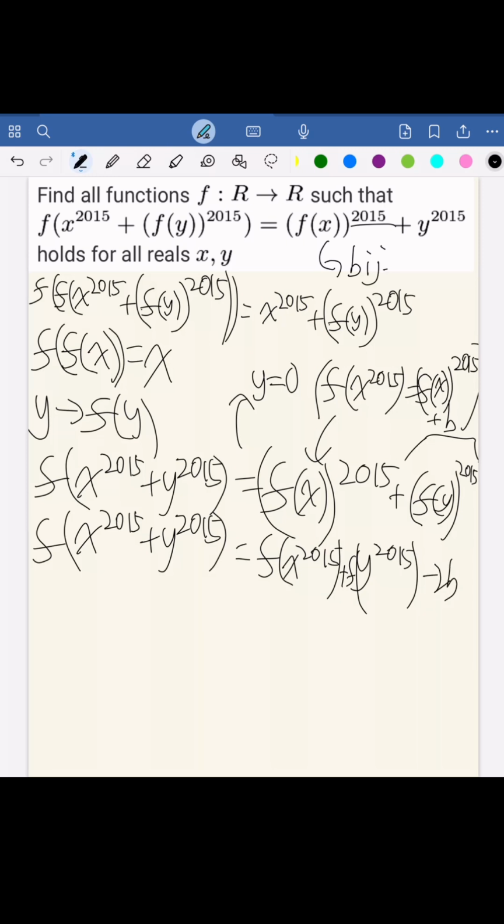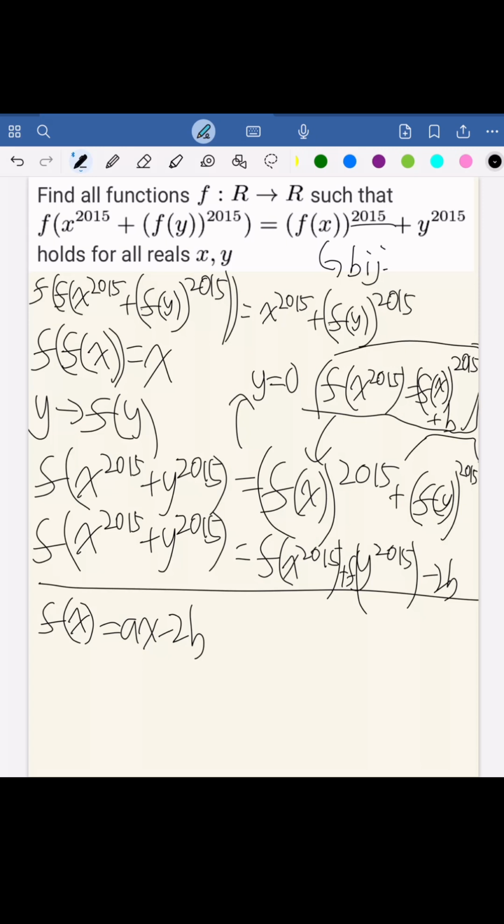So now you immediately recognize this as a standard Cauchy equation. It's just f of x equals x minus 2b. Now you have to substitute this in somewhere, so let's substitute it in here, because that's the only place where b appears, and we want to prove that b equals 0. Did I not mention that? Oh, okay.